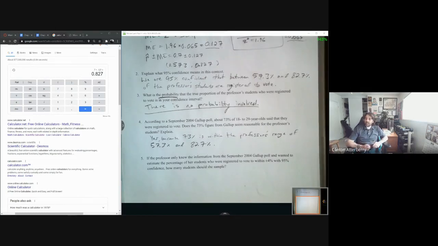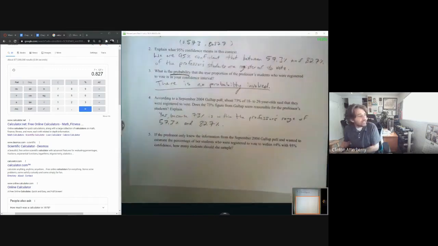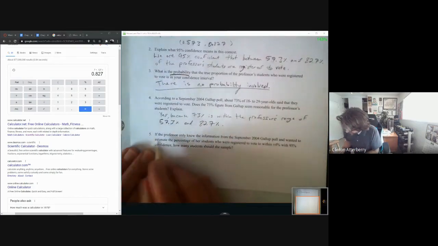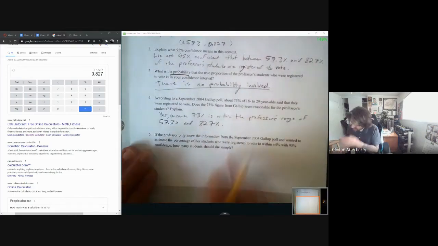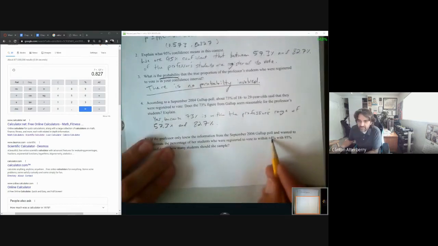Okay. Question 5. On the answer key, I answer it one way, but there is a different way to answer it. I'm going to answer it both ways, and I'm going to show you both ways now. So the first way I'm going to show from the answer key that I posted already. Okay. And what I had posted looked like this. It says, if the professor only knew the information from the Gallup poll and wanted to estimate the percentage of her students who registered to vote to within plus or minus 4%.